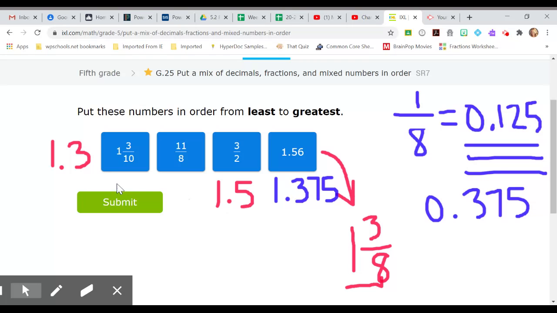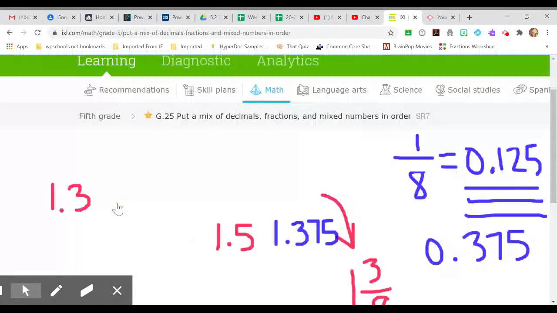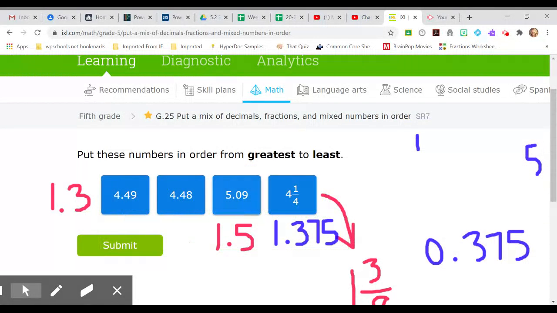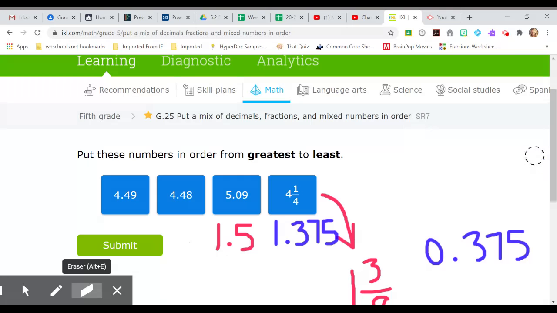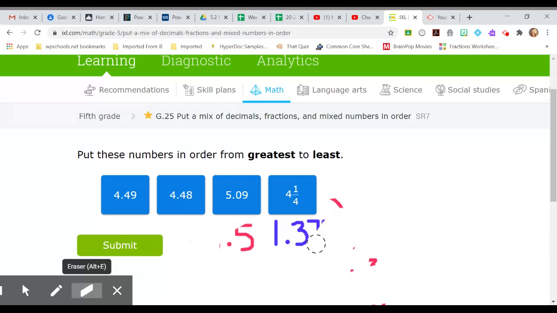Okay, so let's do one more of these. Let's see, this one's kind of easy. All right, let me erase this. We'll talk about this, and then I want to get one that has another improper fraction in it.